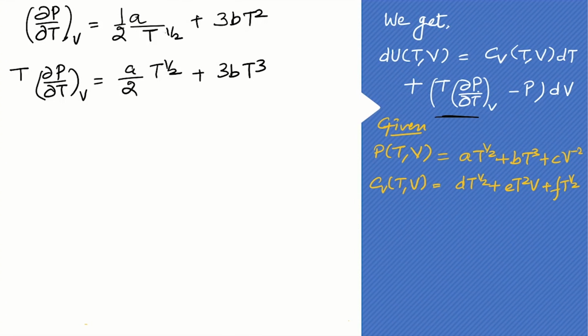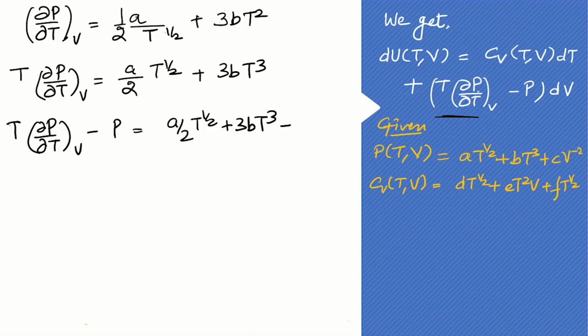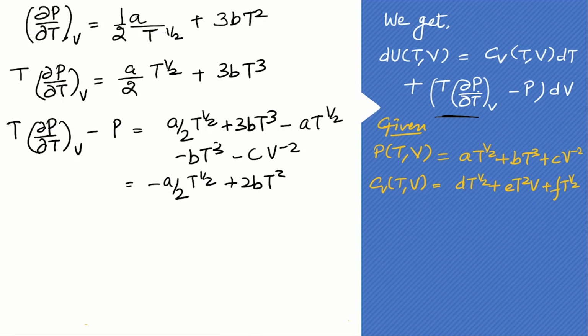So we get this. So now subtract this pressure from this whole term. So we will get (A/2) T^(1/2) plus 3B T^3 minus pressure, which is A T^(1/2) minus B T^3 minus C V^(-2). So this will be minus (A/2) T^(1/2), this is plus 2B T^3, this is minus C V^(-2). So this is our whole term.